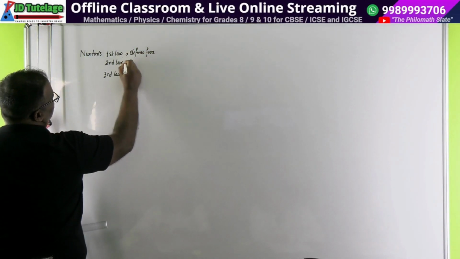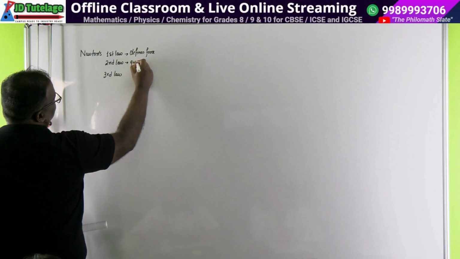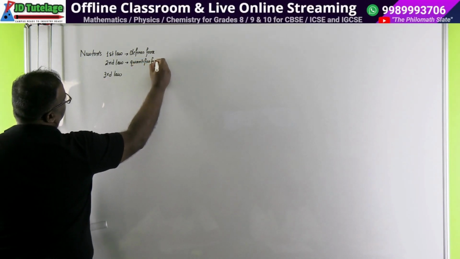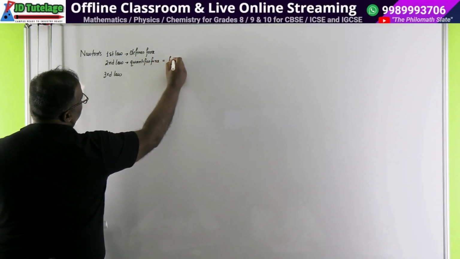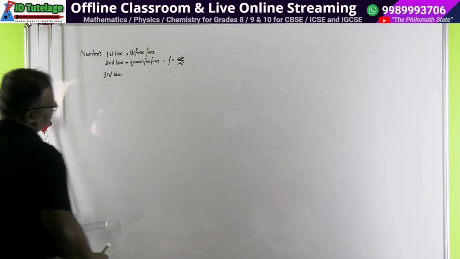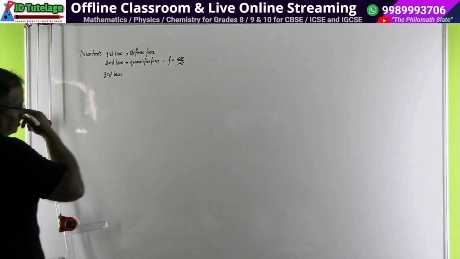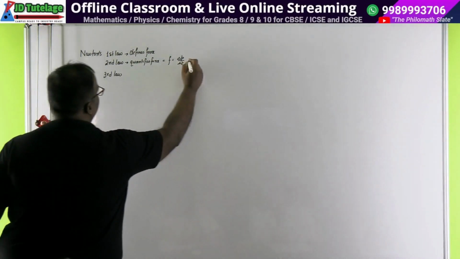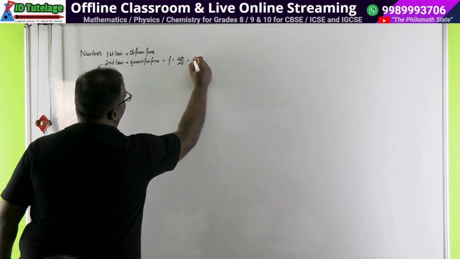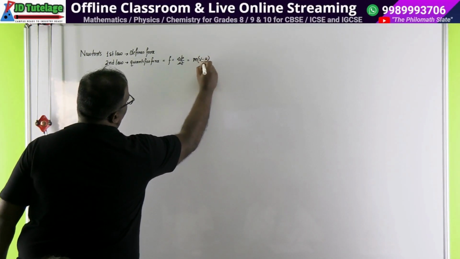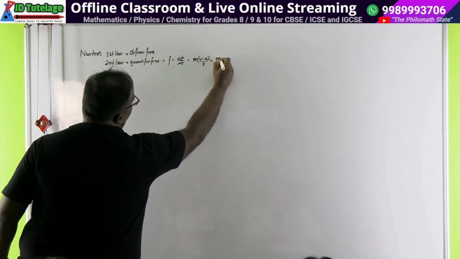The second law quantifies force. Force is equal to, well, that is not exactly the definition. Rate of change of momentum is the right definition: delta P over delta T. And from here, in your grade 9, you keep mass constant, so you get m(v minus u) divided by t, which is equal to m into a.